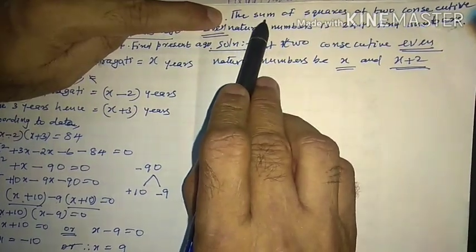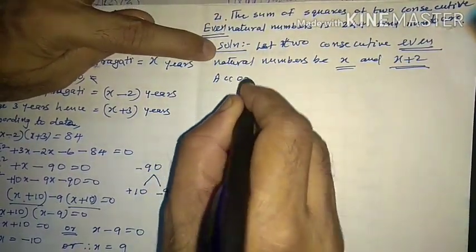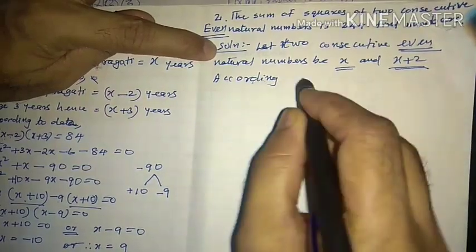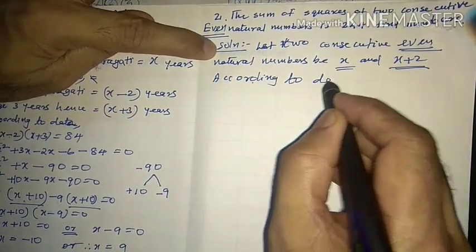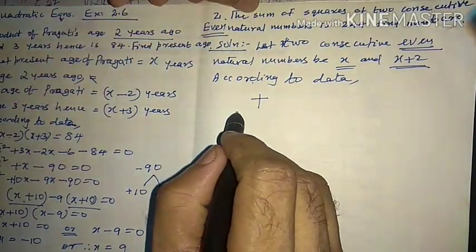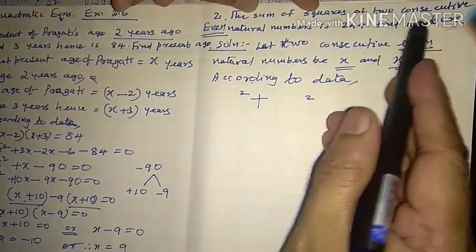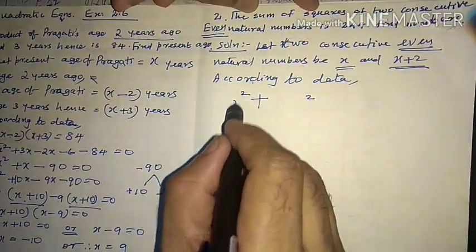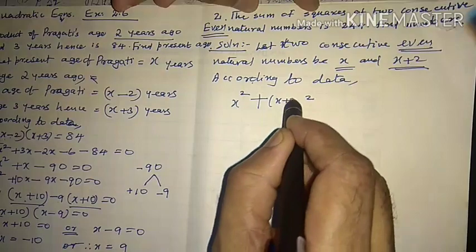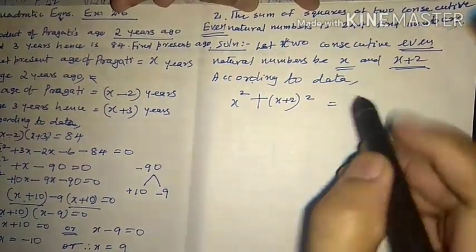Now what does the question say? The sum of squares, according to the data, of two consecutive even natural numbers, first is x, second is x plus 2, is equal to 244.